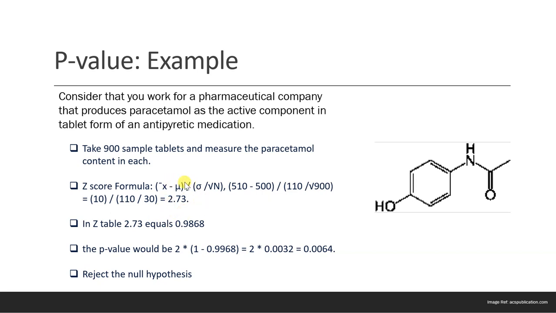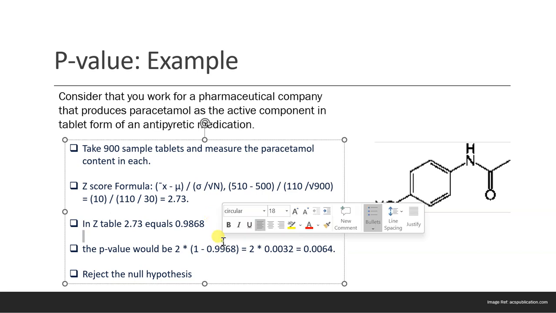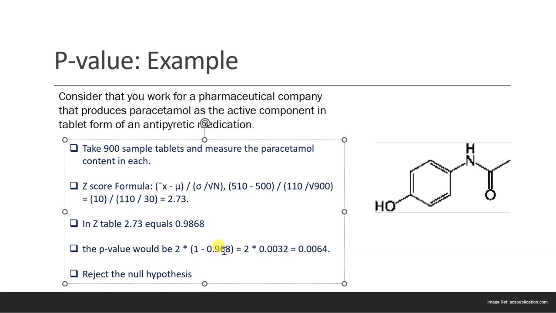Now you will check this value in the Z table, which will give you this particular value 0.9968. Now for the p-value, you will be multiplying it with 2, and inside a parenthesis it will be 1 minus that particular Z value. Okay, so it will be 0.9968, I wrote 0.9868. Okay, so it will give you around 0.0064.